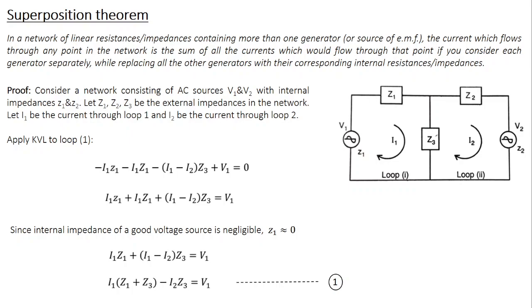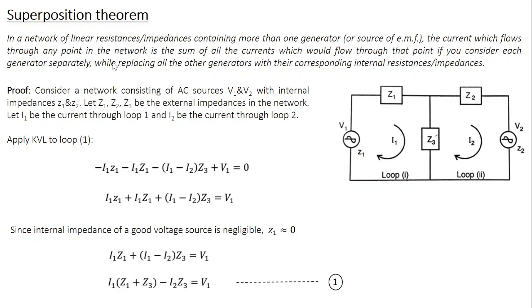According to superposition theorem, in a network of linear resistances or impedances, usually for DC network we use resistance, and for AC network we use the terminology impedance, containing more than one generator or power source, the current which flows through any point in the network is the sum of all the currents which would flow through that point if you consider each generator or power supply separately, while replacing all other generators with their corresponding internal resistances or impedances. So in a multi-generator network, the total current is nothing but an algebraic sum of individual currents which are measured while keeping one generator at a time and replacing all other generators with their internal resistances.